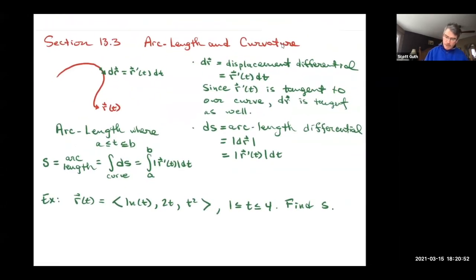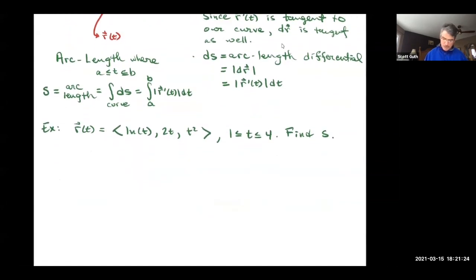Right, so we're covering arc length and curvature on this lesson, and we just got a few definitions. dr is a displacement differential, and it's just r prime of t dt. ds is an arc length differential, which is just the length of dr. So that's the magnitude of r prime of t dt. And then s for arc length is the sum of the arc length differentials over the curve, which is the integral from a to b of the magnitude of r prime of t dt.